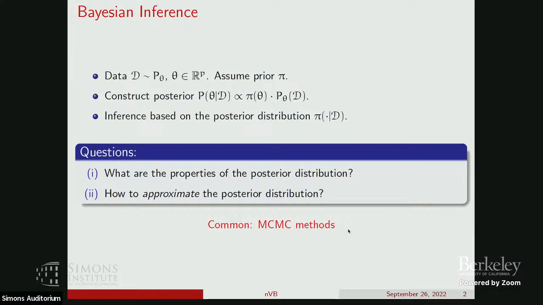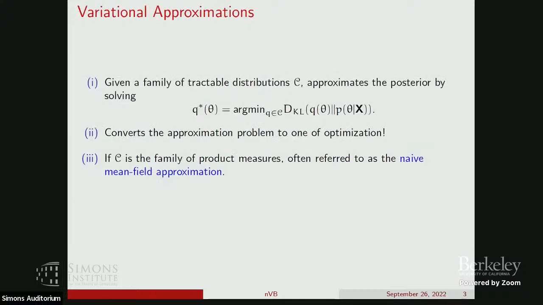The most common method in answering this second question are MCMC algorithms, where you try to sample from these high-dimensional distributions by running an appropriate Markov chain. But I actually will not talk about MCMC methods today. Instead, I'll talk about this alternative approach of variational approximations that has very old roots, but has been becoming increasingly popular in statistics and machine learning because it is computationally very efficient.